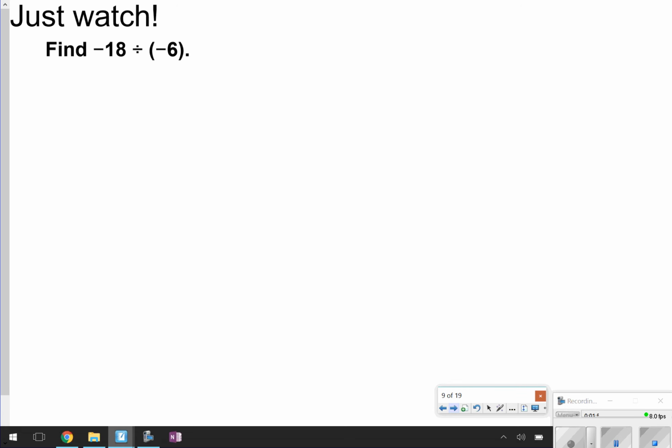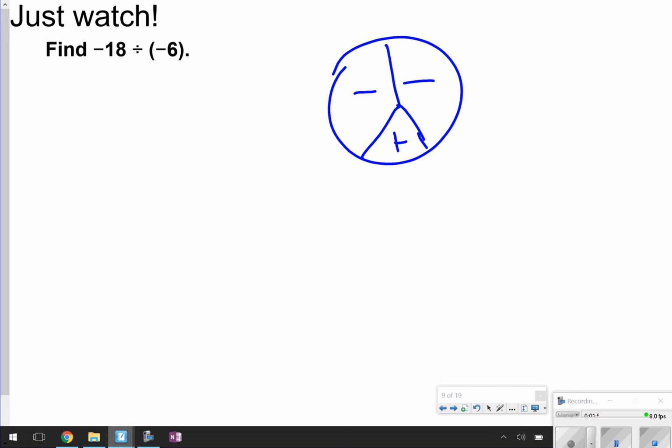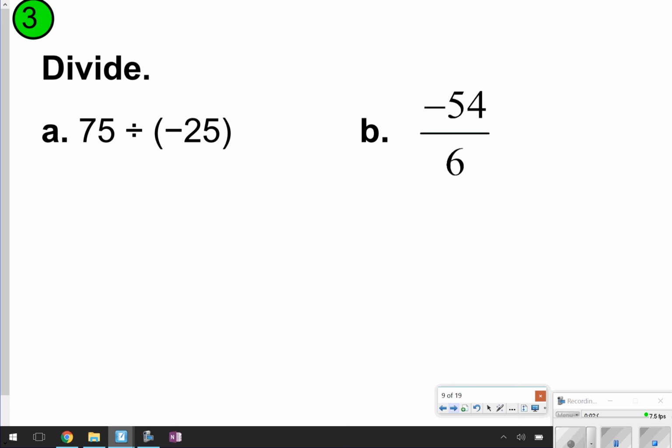So for these, you're just going to watch me do again with dividing integers using Monkey Man. 2 negatives, they're the same sign, so my answer will be positive. So when I divide negative 18 by negative 6, I will get a positive 3. Okay? The next slide you're going to try on your own. So let's go ahead and do this. Take the time now to pause the video. Once you're done, click play to check your work.